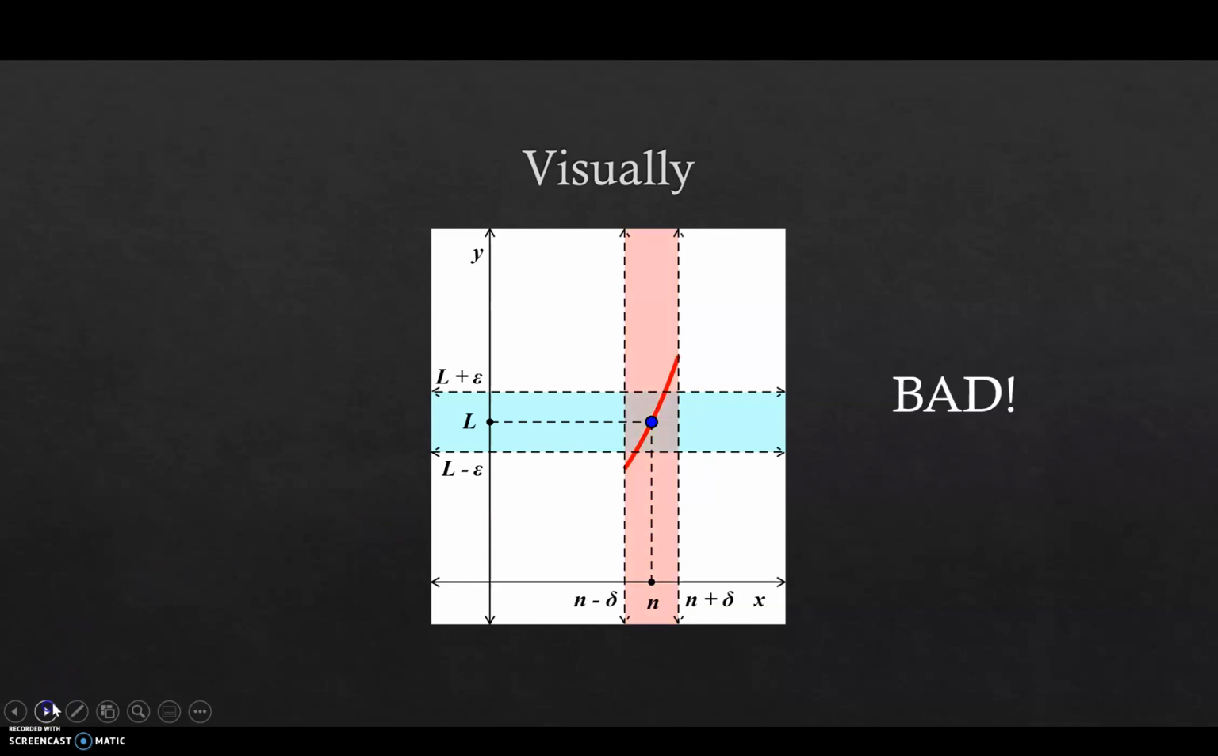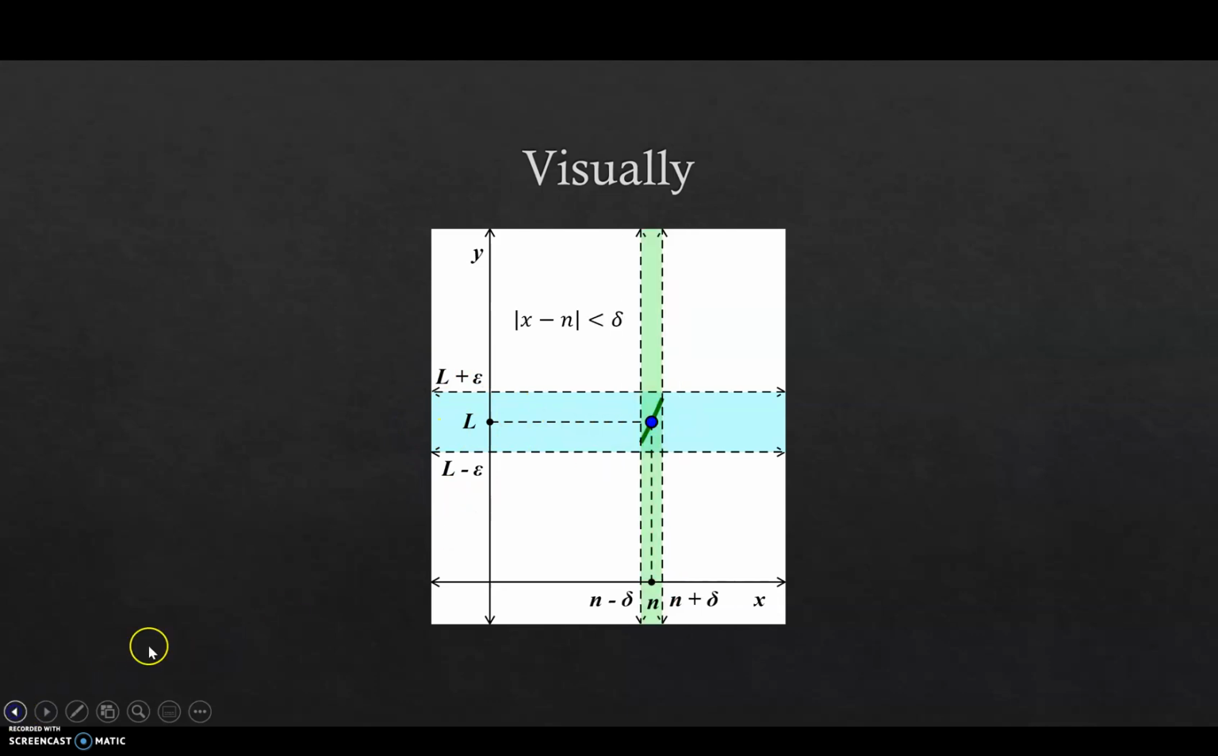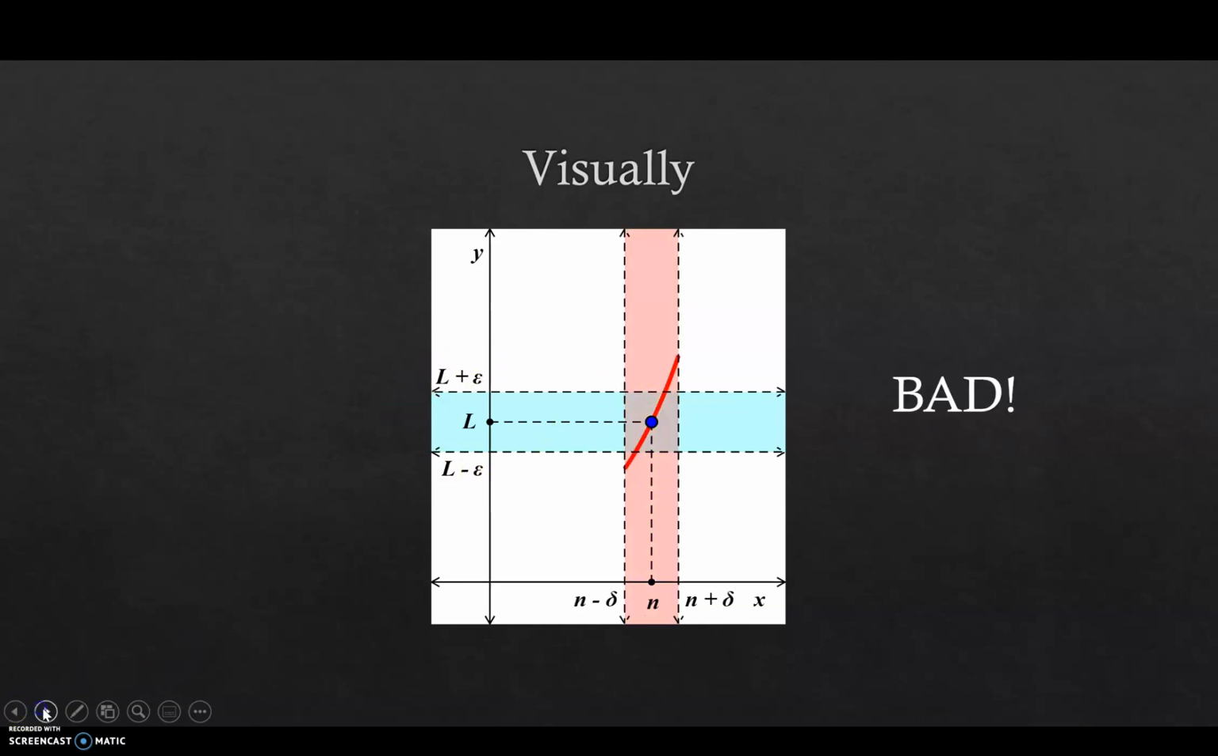Now, I'll give you a bad example, okay? Notice, I put this in red so that you guys could see it. If I look at all of these x values between n minus delta and n plus delta, I end up with some that are just outside my y value boundaries. They go above and below this boundary set by L plus epsilon and L minus epsilon. And this is bad. We don't want this. We want, again, all of our x values to end up between those y values over here, okay? Now, again, bad. We want them inside the boundaries.